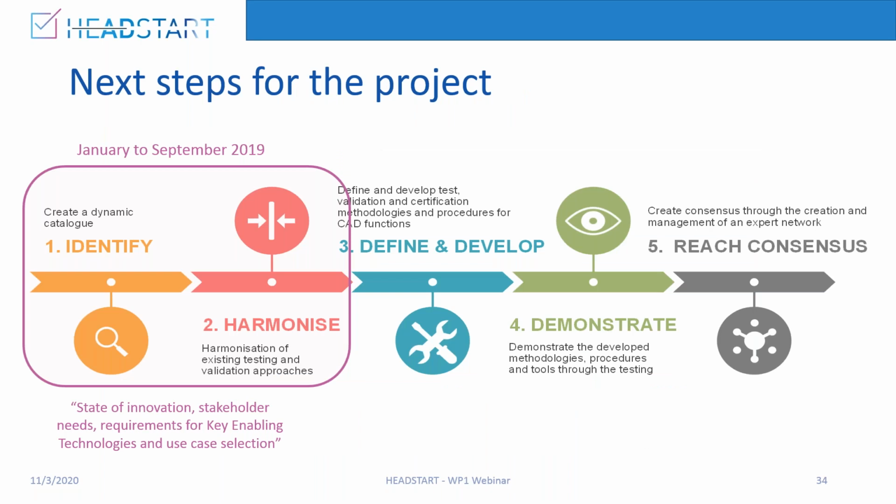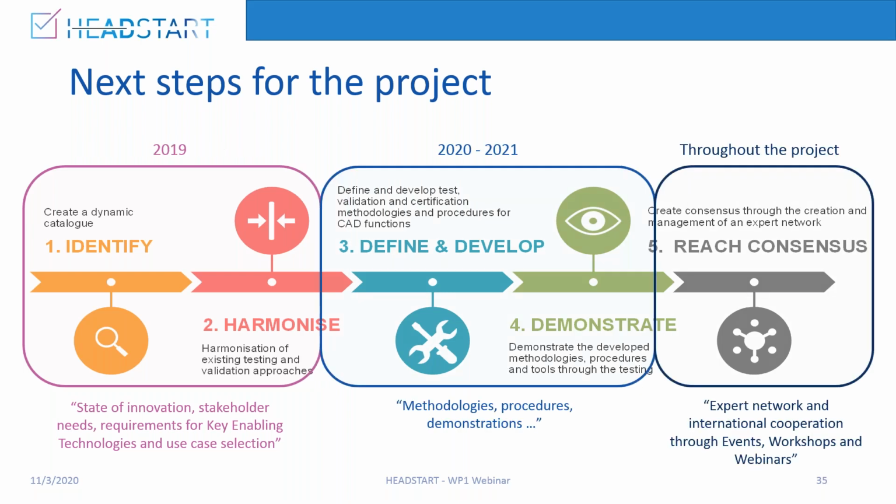So now I'm going to talk about the next steps for the HEADSTART project. What you've heard today is something that took place last year in 2019, from January to September, where we did all this work. After that, the goal is to define our testing and validation methodology, which was handled in work package 2. We define the general methodology, we specify it with some dedicated procedures, and then we demonstrate our methodology with our different use cases.